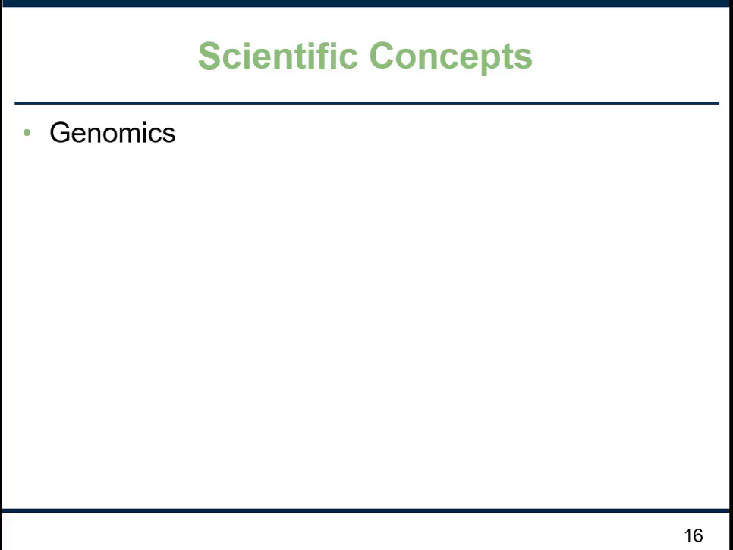Genomics is the first concept. So you should understand that when I talk about genomics, what I'm talking about is the study of genetics. And that really is based on DNA. So we're talking about genetics and DNA when we talk about genomics. Proteomics is the study of proteins in a living organism.